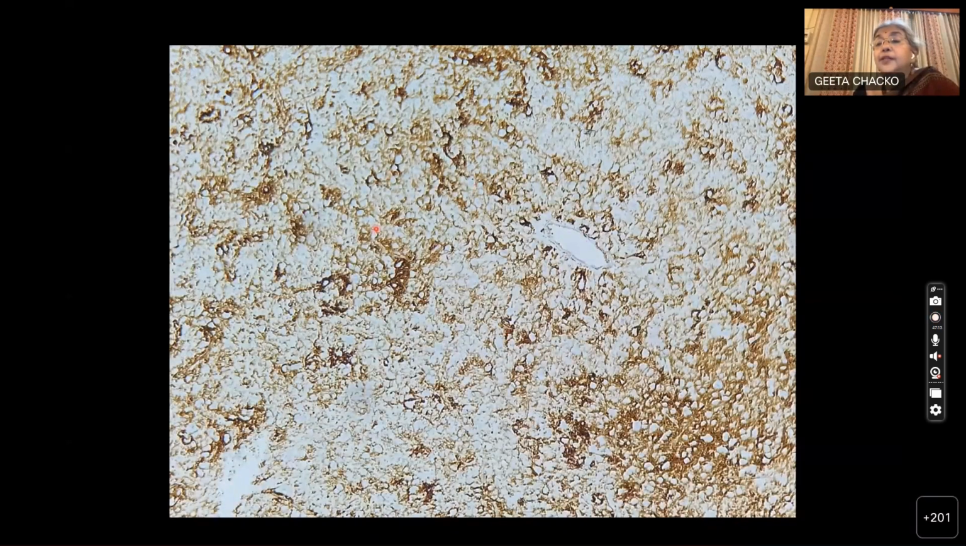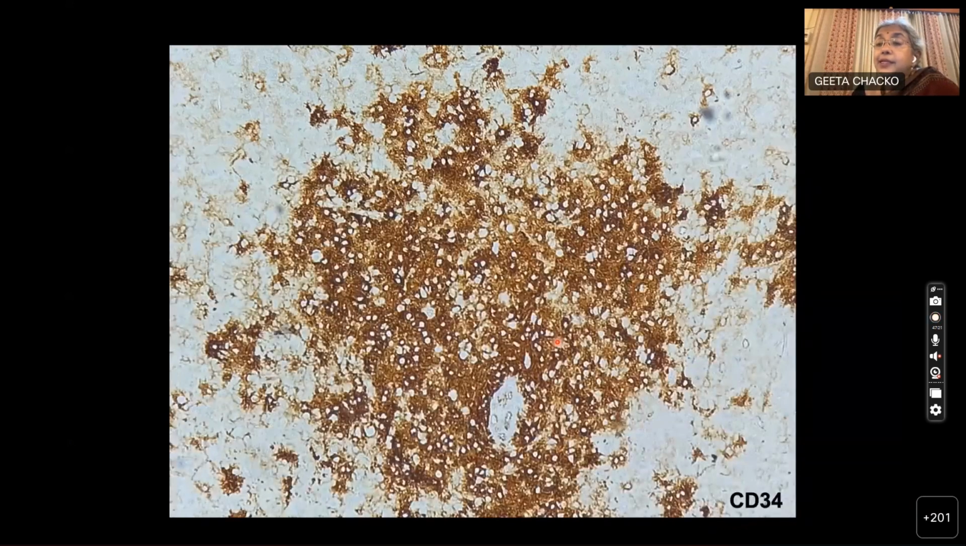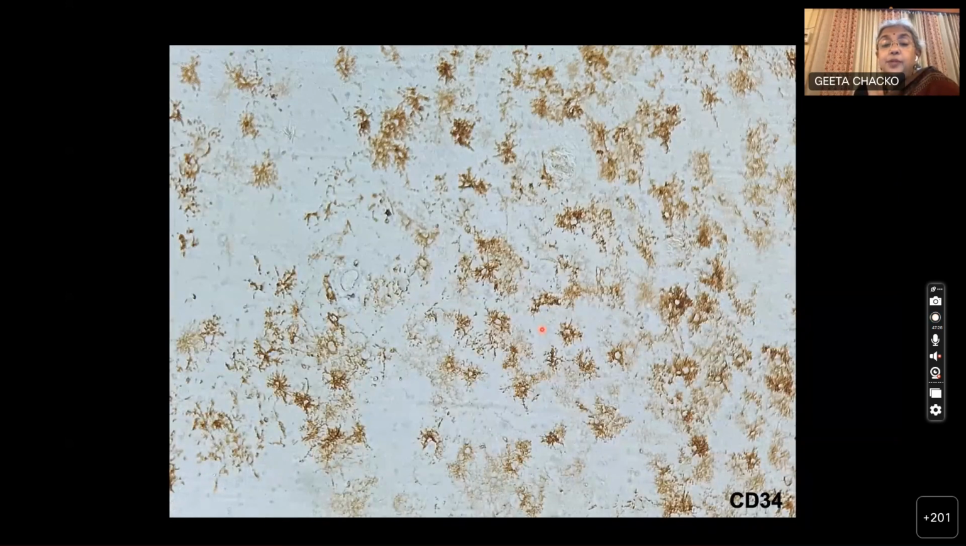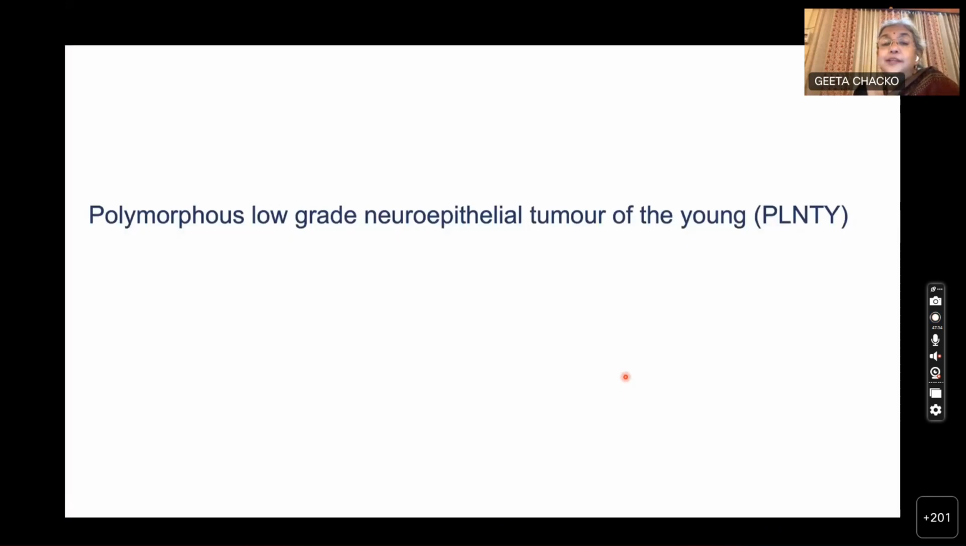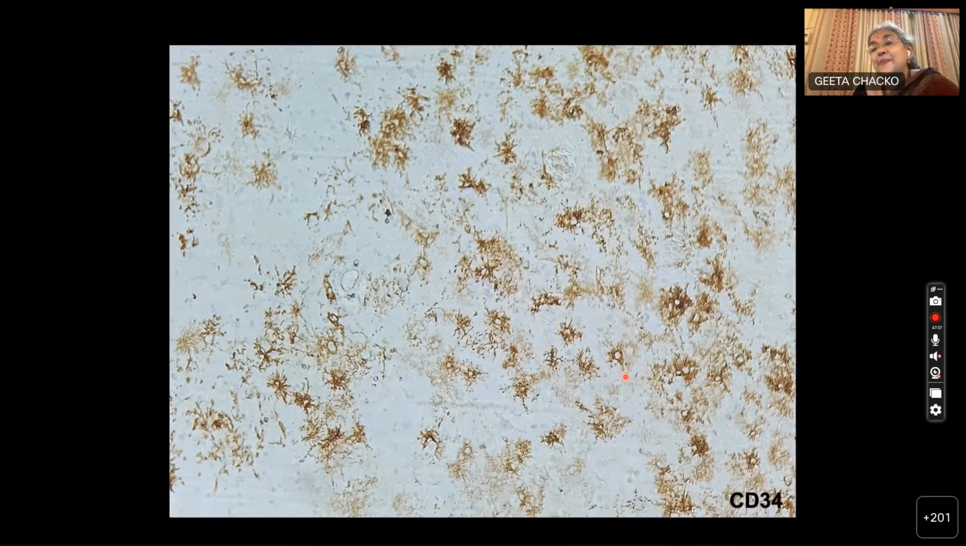Here, this particular marker that we've done, given the history and given the oligo-like appearance, we did a CD34. And CD34 is showing positivity both within the tumor and in the adjoining nervous tissue. Now, does this give you an idea, or shall I just proceed? Don't worry about it. It's a newly described entity. We ourselves are becoming more aware of it only now. So it's perfectly all right that you have not thought of this tumor.